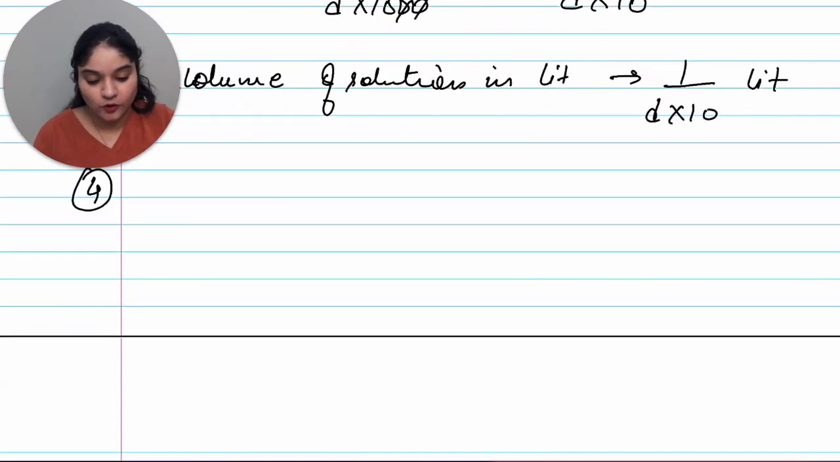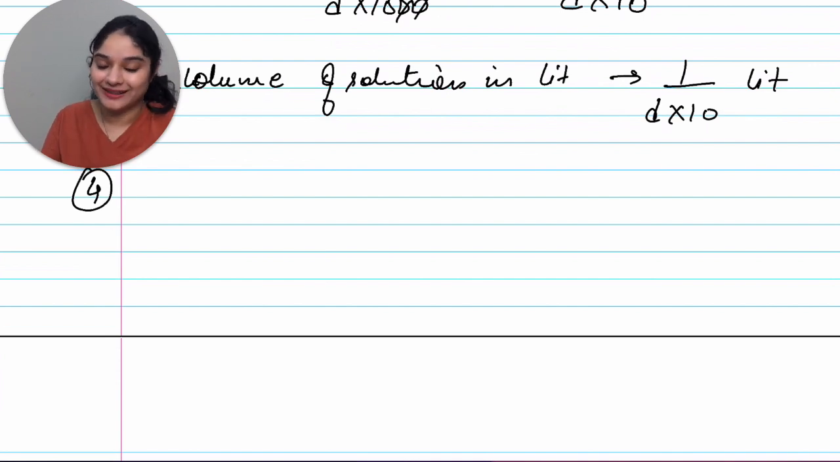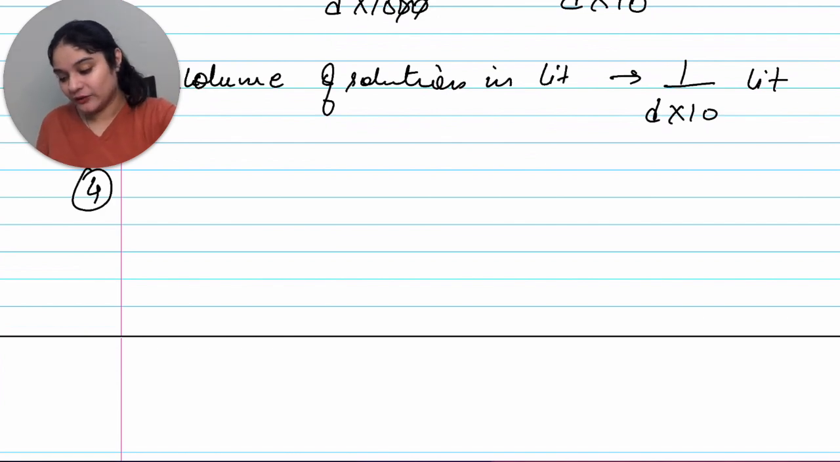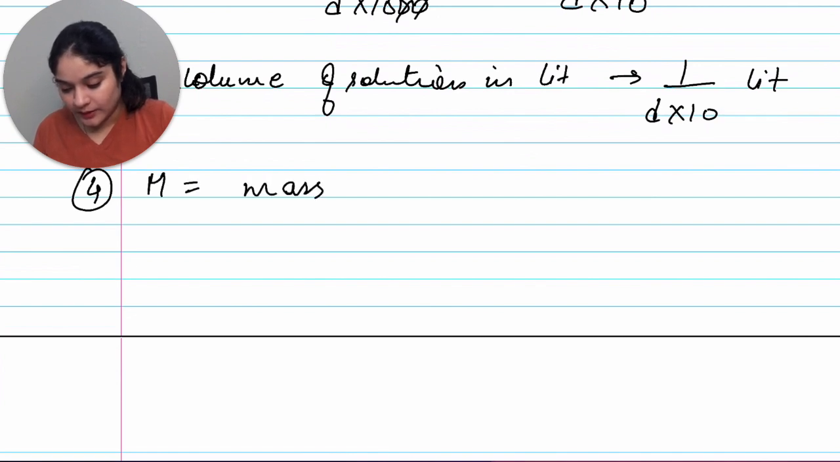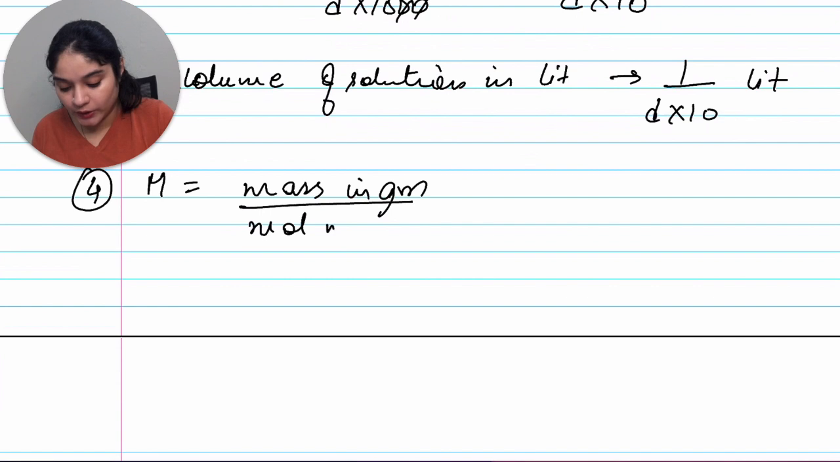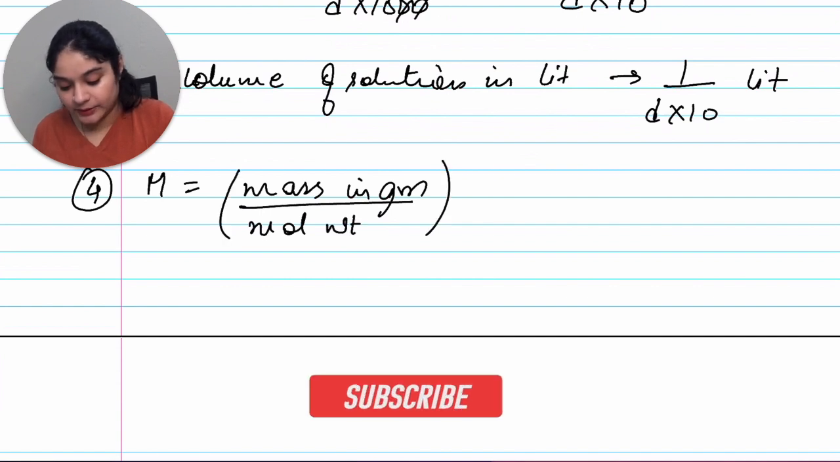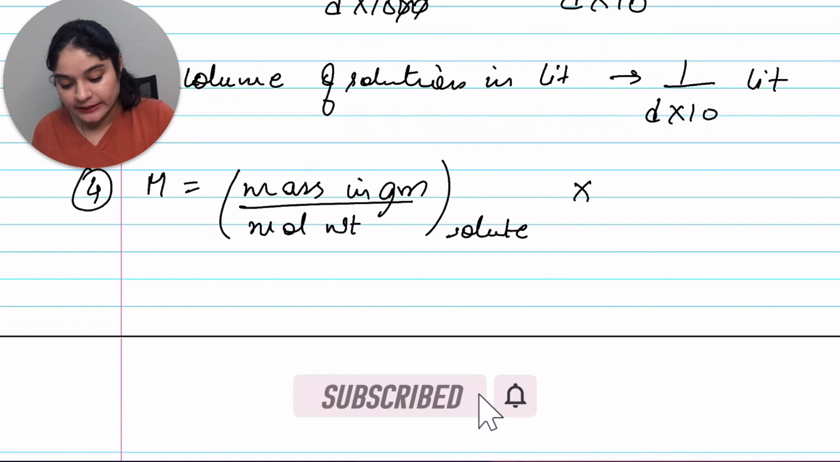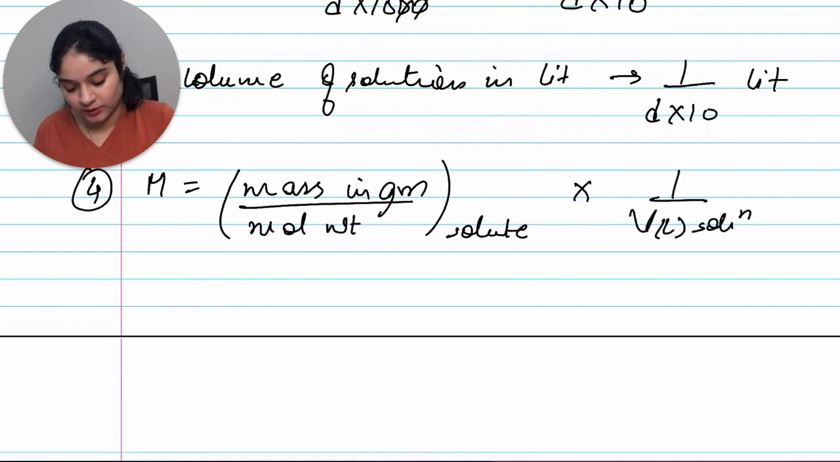So this is your fourth point in which you are putting it back in the second point. So let's quickly write that. So that will be what? This will be M equals mass in grams divided by molecular weight, and both the things are for solute, times 1 upon volume in liters for the solution. So let's write that. Mass was our P.